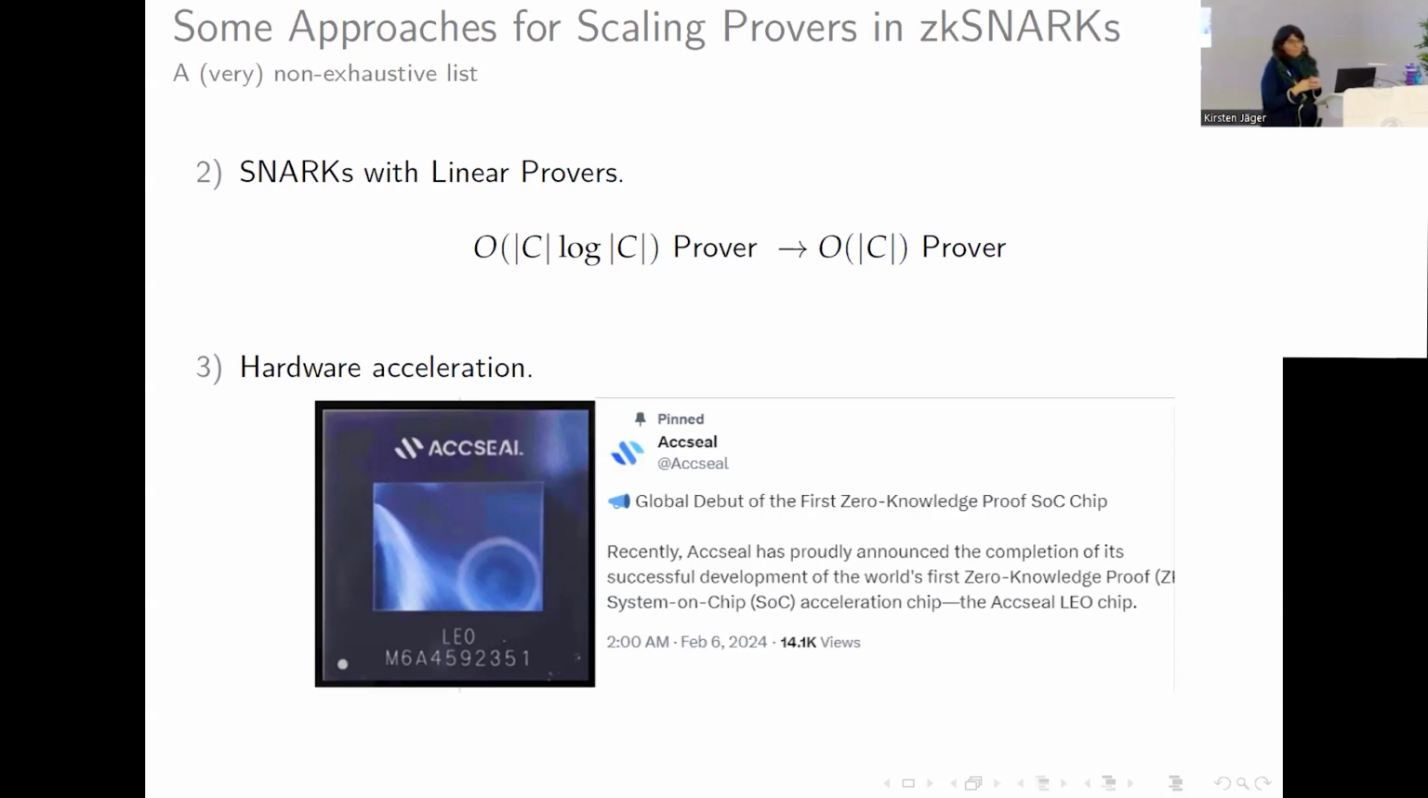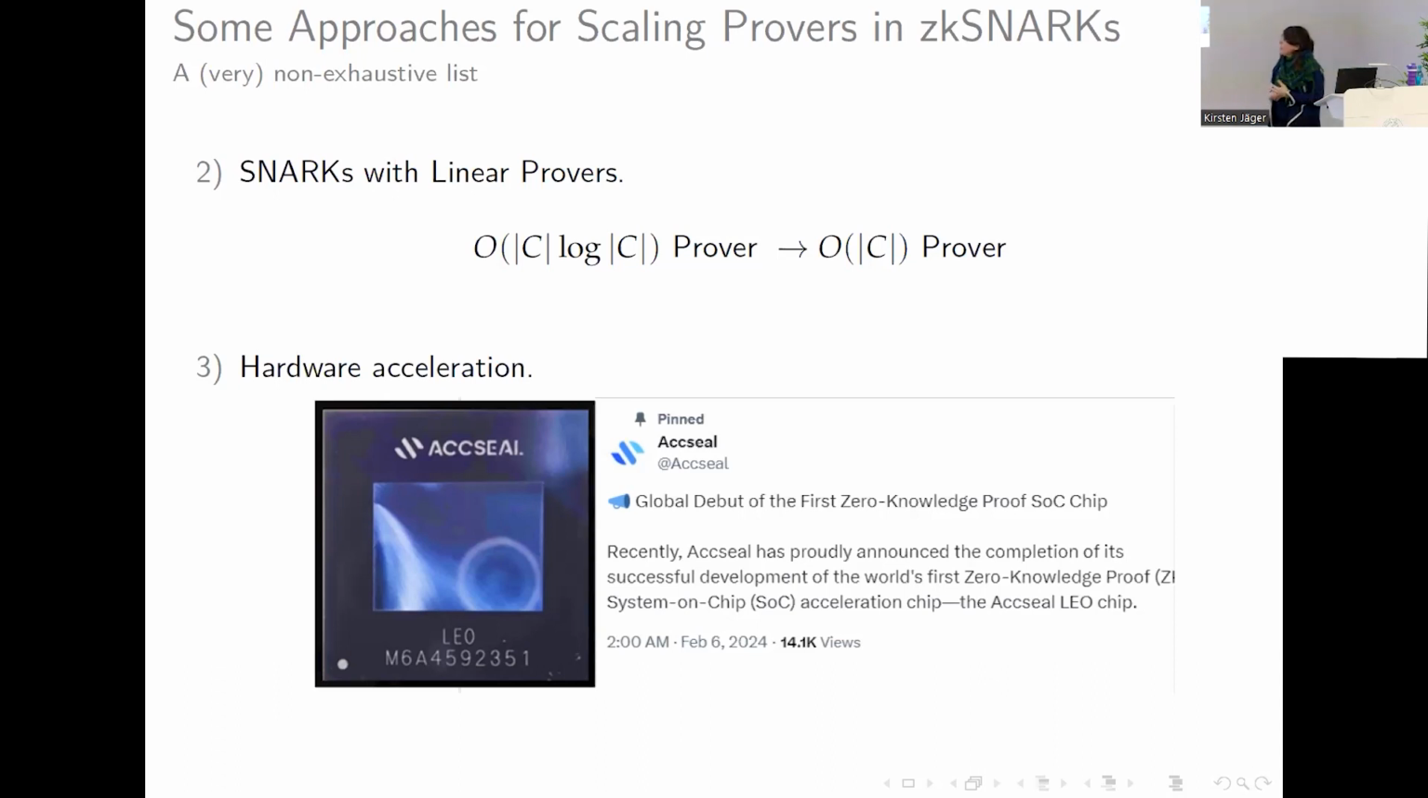Apart from this logarithmic factor, which can be quite a lot when you have a large computation, Fourier transforms are not very liked because it's not easy to speed them up, since they have random memory accesses that are not very local. There are a bunch of reasons why people don't like Fourier transforms. They would prefer to do just multi-exponentiation. So essentially this line of work is trying to eliminate Fourier transforms.